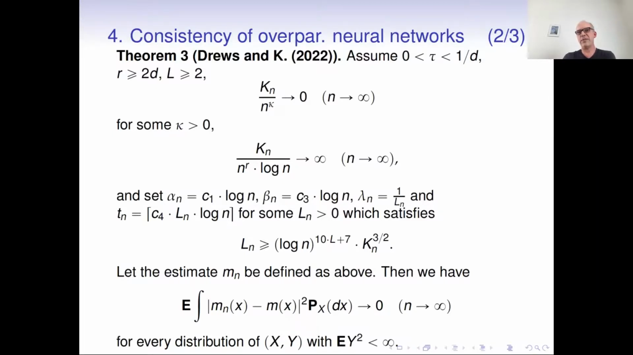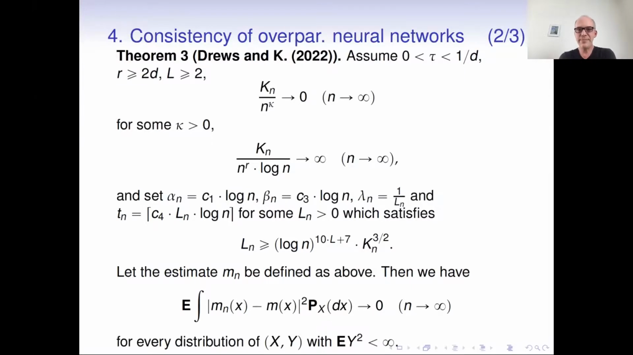You choose alpha_n and beta_n equal to some log factors. I choose the step size as 1 divided by L_n. L_n is defined below. The number of gradient descent steps is a constant times L_n times log n. So basically, the step size times the number of gradient descent steps this time is no longer n squared, but log n, a logarithmic factor. And L_n is large because K_n was large; L_n is larger than K_n with exponent 3 divided by 2 times some log factor. You define the estimate m_n as above. Then you can show that the expected L2 error of your estimate converges to 0 for every distribution of (X,Y) with expectation of Y squared less than infinity.